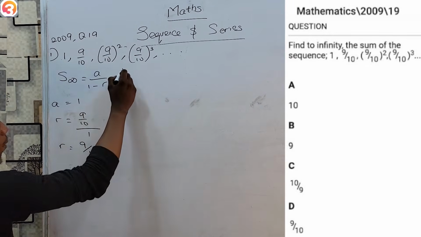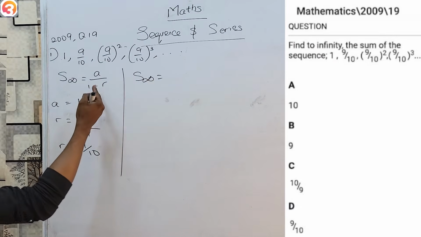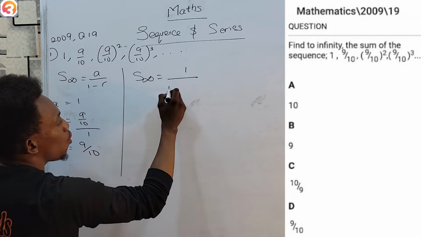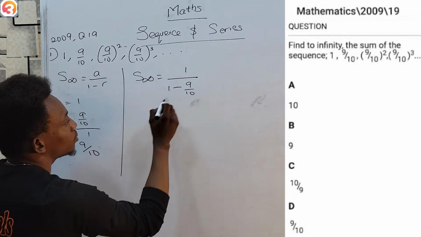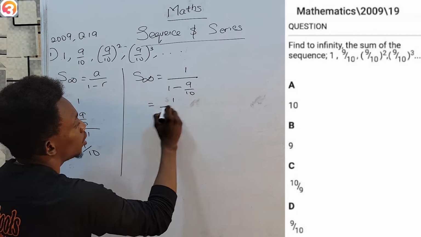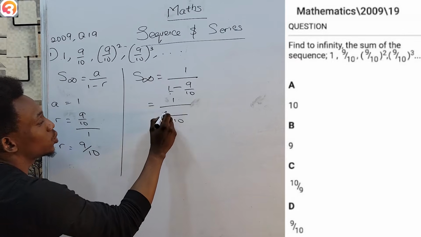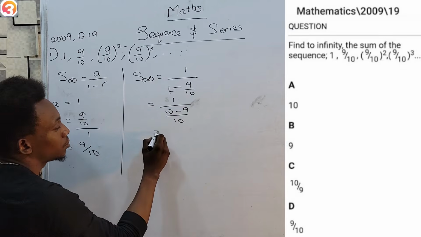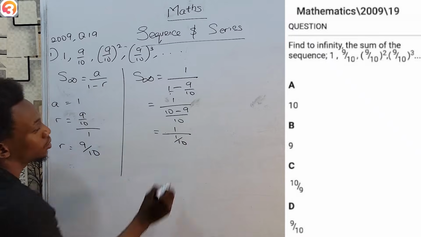Well then, as a result, my sum to infinity using the formula which we've written here becomes a, 1, over 1 minus my common ratio, 9 over 10. Well, let's do the subtraction at the denominator. This is over 1 basically. LCM will be 10. 10 times 1, 10. 10 divided by 10, 1 times 9, 9. That gives me 1 over 10 minus 9 is 1 over 10.